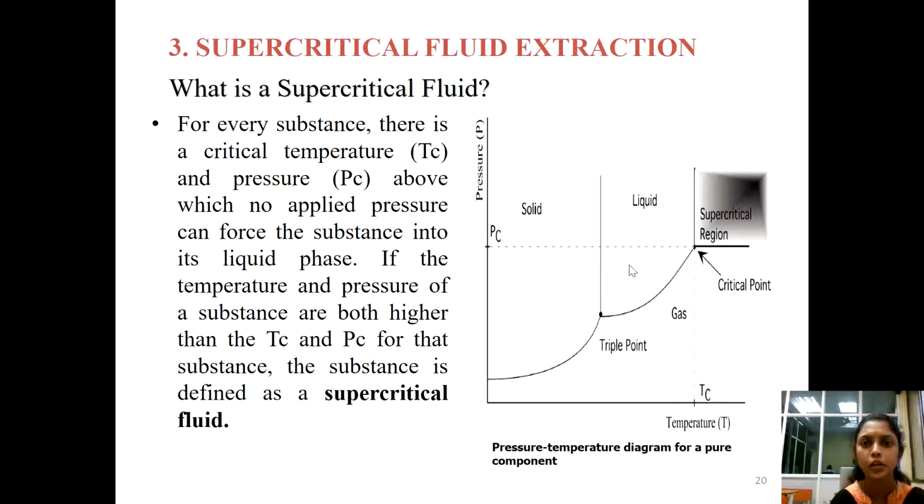Next is supercritical fluid extraction. So what does it mean? What is a supercritical fluid? For every substance, there is a critical temperature and pressure above which no applied pressure can force the substance into its liquid phase. If the temperature and pressure of the substance are both higher than the critical temperature and critical pressure for that substance, the substance is defined as a supercritical fluid.